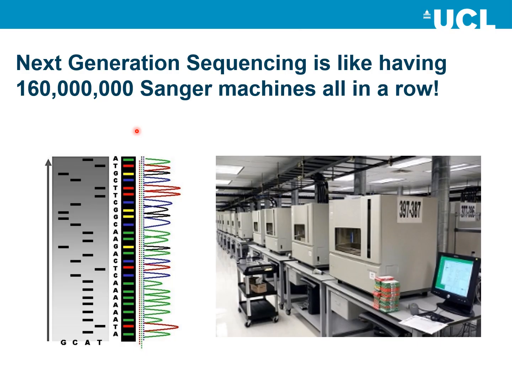One next generation sequencing machine is equivalent to 160 million Sanger machines. So this is what we used to use for sequencing only 20 years ago. And now we can replace 160 million of these machines with one of the next generation sequencing machines. So it shows the sort of power of genomics data analysis we have now.